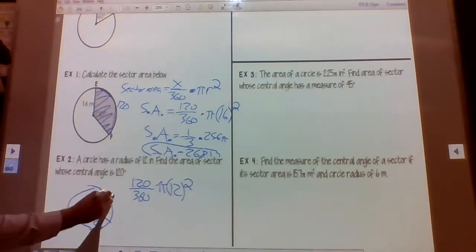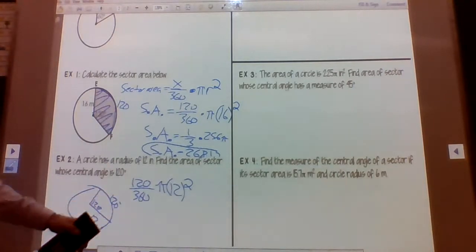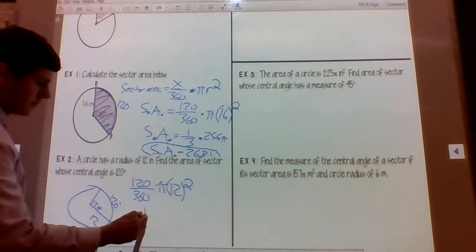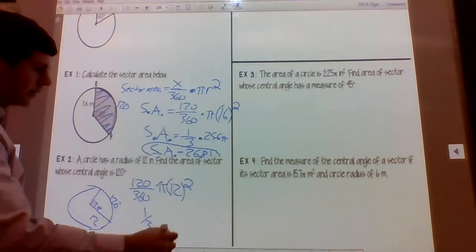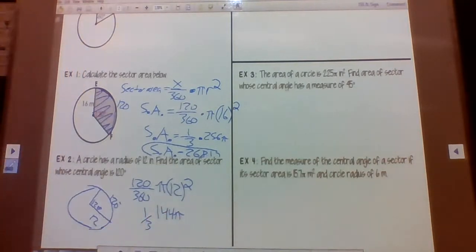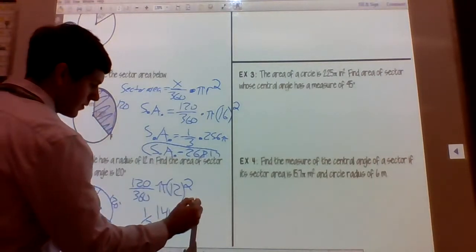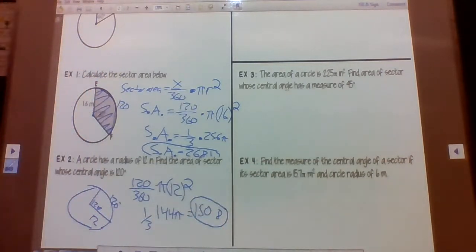Again, this is 120, the measure. So 120 over 360, it's a third of the circle. You're multiplying by the area, which is 144 pi. So 144 pi divided by 3 is 150.8. The area of this sector is 150.8.